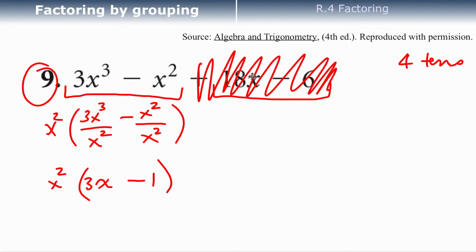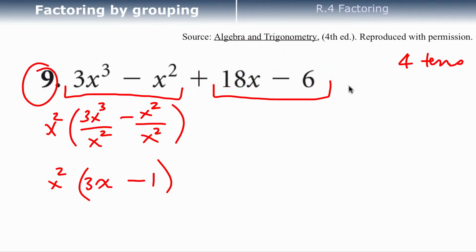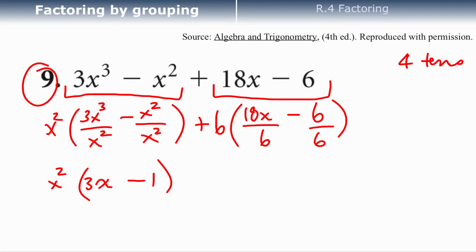Now I need to do the same thing with the second one. So I'll bring that back out and I look for something that's common between these two, something that I can divide evenly into both. They both don't have a letter, so it has to be the number. It looks like 6 is something that I can divide evenly into both. And since this is positive, I'm going to divide both by a positive 6. Again, I'll do that intermediate step where you take the 18x and the 6 and divide them both by the largest thing you can divide into them. So 6 and 18 is 3, so it'll be 3x. 6 divided by 6 is equal to 1.